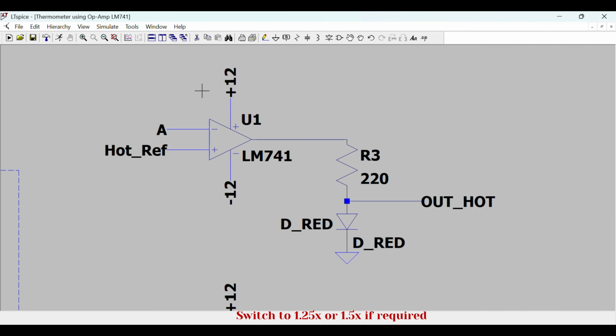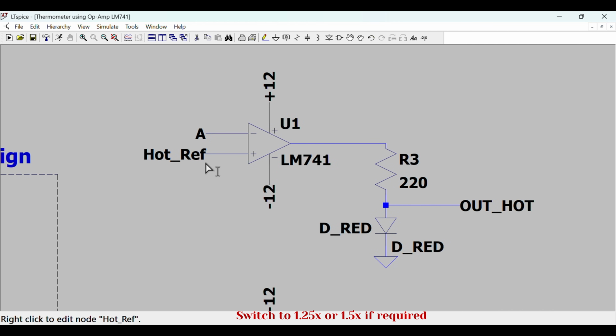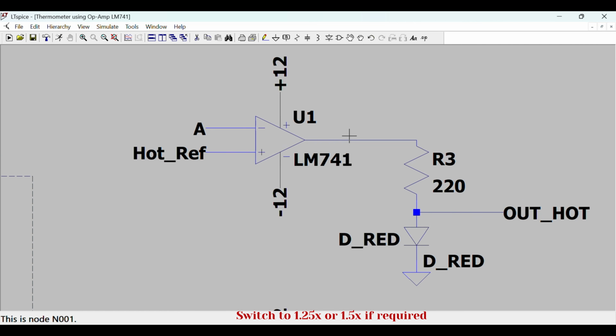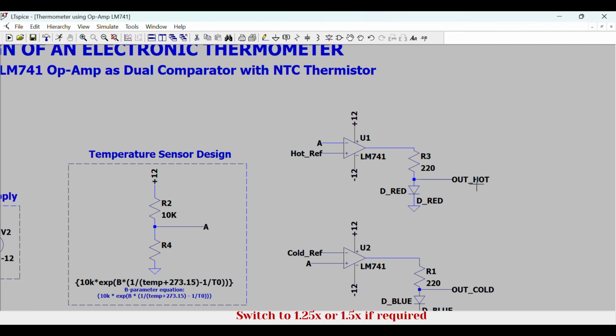This comparator detects high temperature. The non-inverting input receives the hot reference voltage. The inverting input receives node A. At low temperature, node A is greater than the hot reference. Therefore, the output remains negative saturation. As temperature increases, node A decreases. When node A becomes lower than 2.79 volts, the comparator output switches to positive saturation. This turns on the red LED.